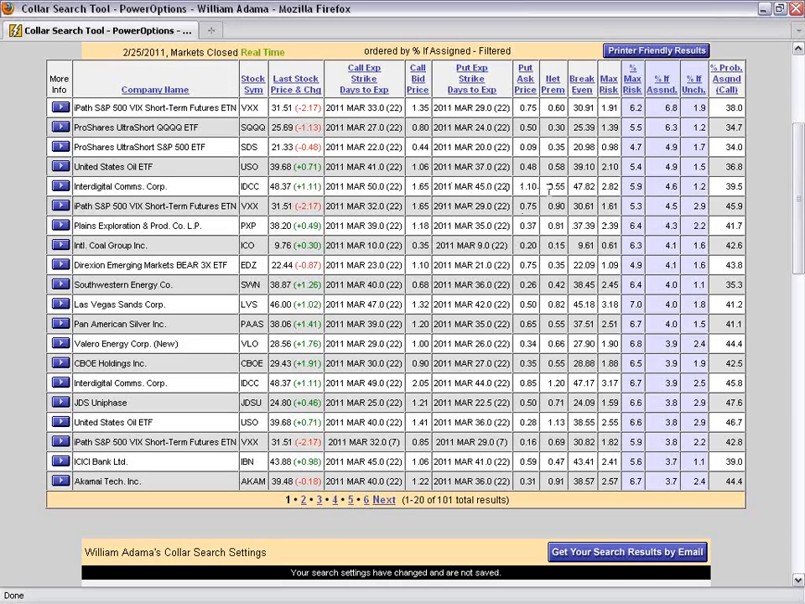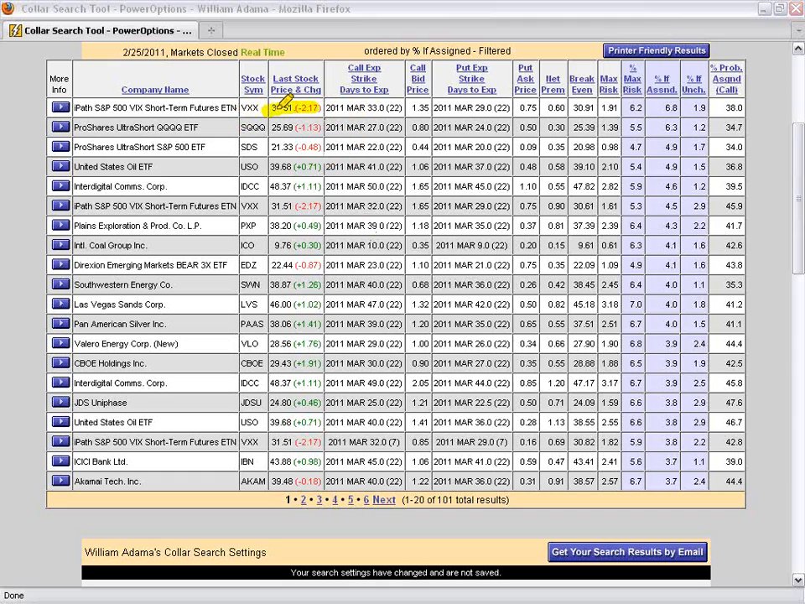Now, I had mentioned that I wasn't putting anything into the range in or out of the money. That's because I wanted to see how these search results came up first. And these are pretty good for what I normally look for, with an eye to what I trade when I do these standard type of collars.